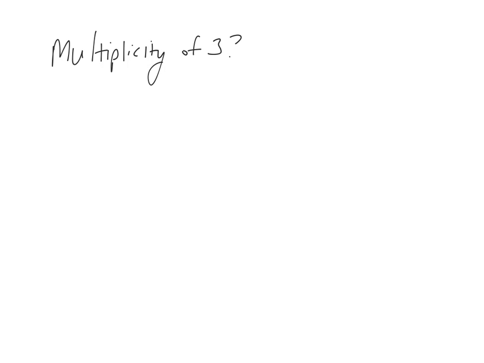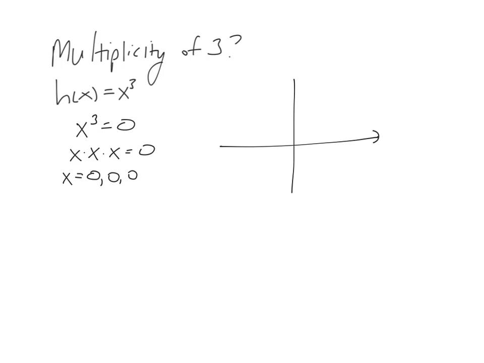of 3? Well, we know a function, we'll call it h of x, equals x cubed. This function has one root at x equals 0, but a multiplicity of 3 because we would get 0 3 times here. And this is one of our common graphs, so we know that this goes like that. So here's our h of x.